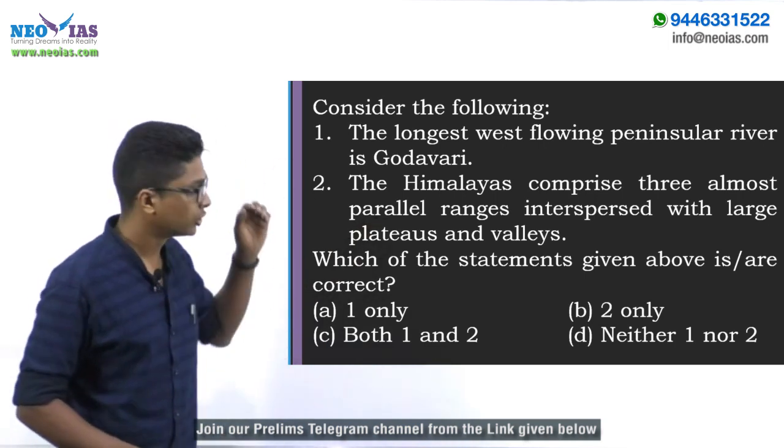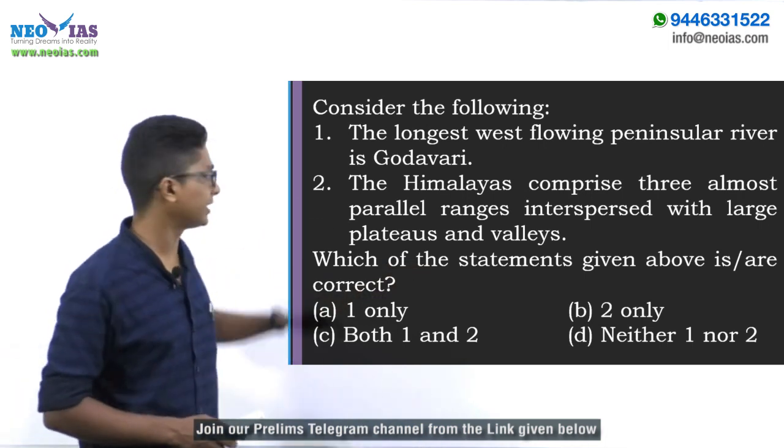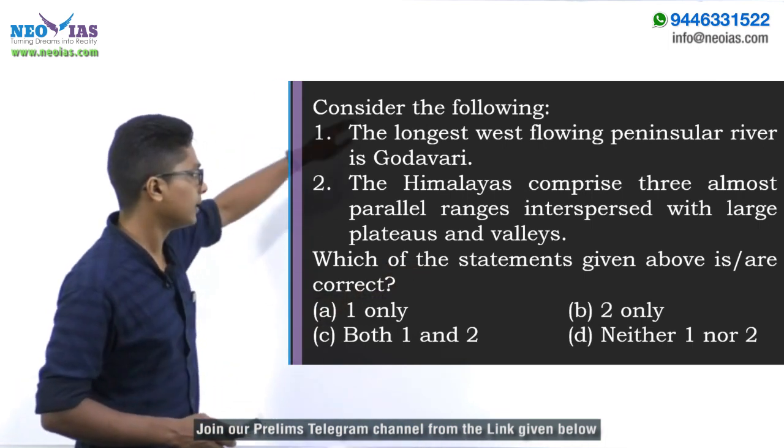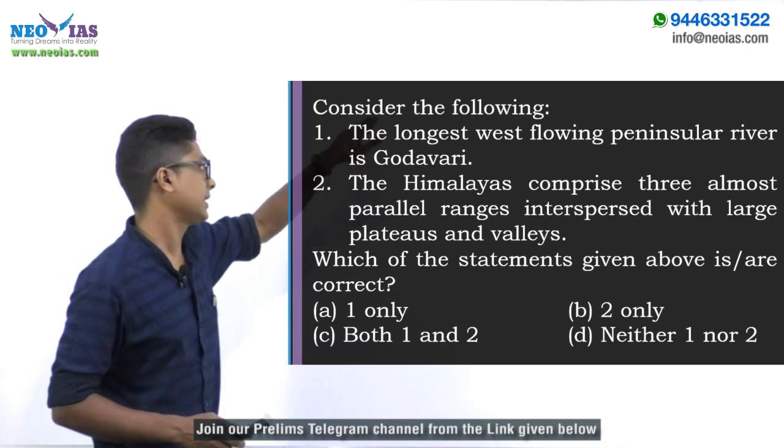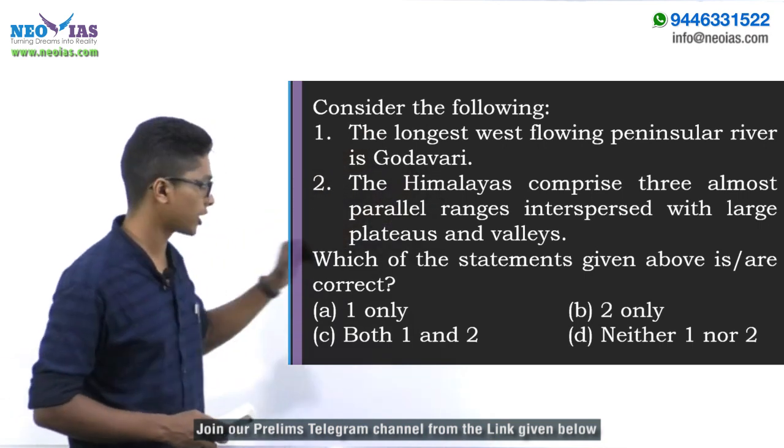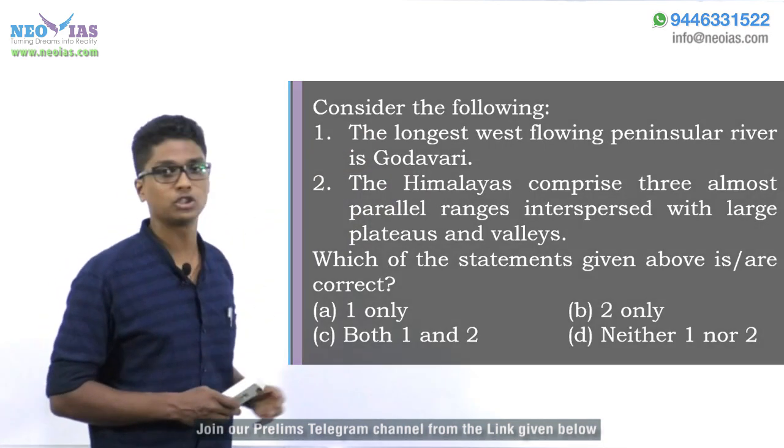So the answer here should come out as B, which is 'two only', since the first statement is wrong: the longest west-flowing peninsular river is Narmada instead of Godavari. So here the answer should come out as B, which is 'two only'.